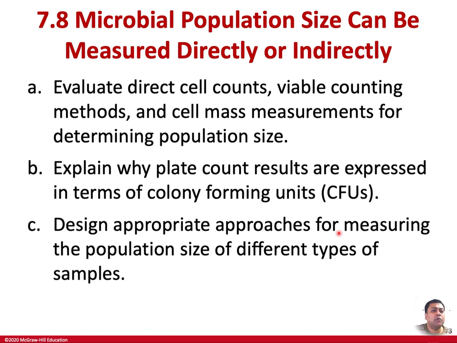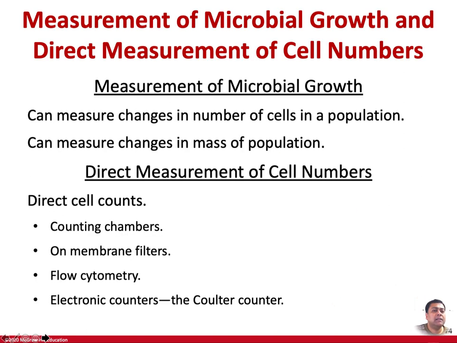So the next part, we are going to look at how microbial population size can be measured directly or indirectly. So let's take a look at how we can do this. The measurement of microbial growth can measure the changes in the cells in a population, and we also can look at the mass of the population. The direct measurements are by counting chambers, membrane filters, flow cytometry, or electronic counters like a Coulter counter.